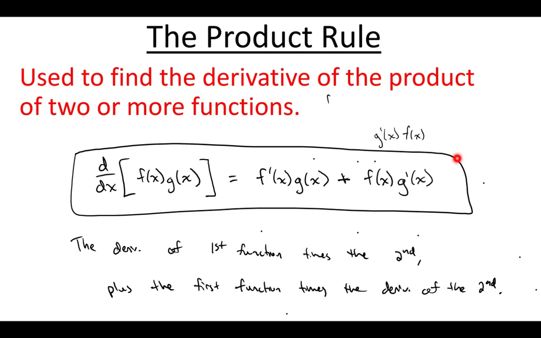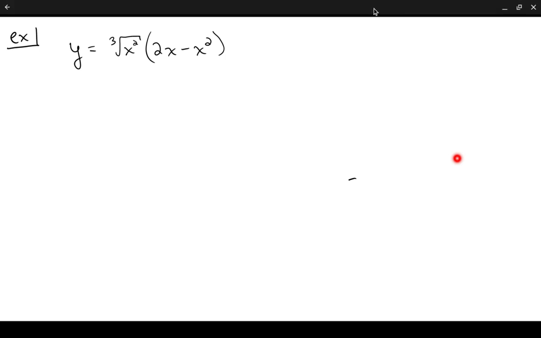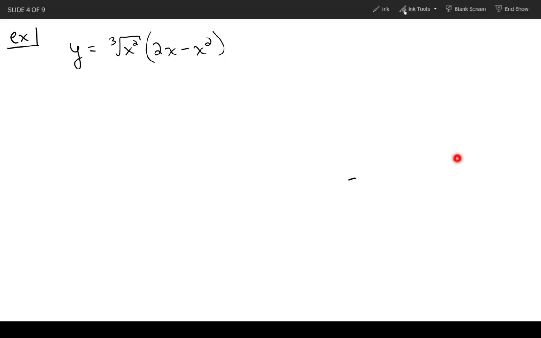So let's try a couple more example problems. Throw in a little bit more challenging ones here. So theoretically, you could actually multiply this one through. You could distribute first, and then you could differentiate. But that's not what I want you to do. I do want you to use the product rule on this.